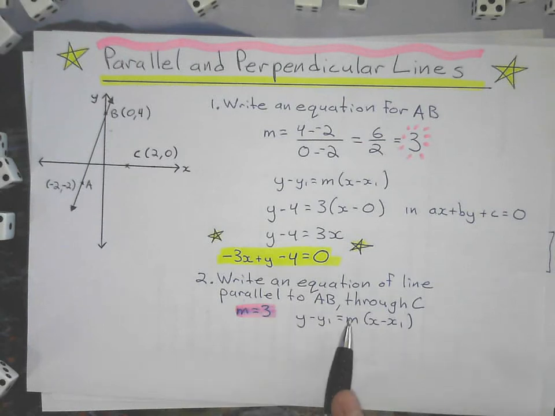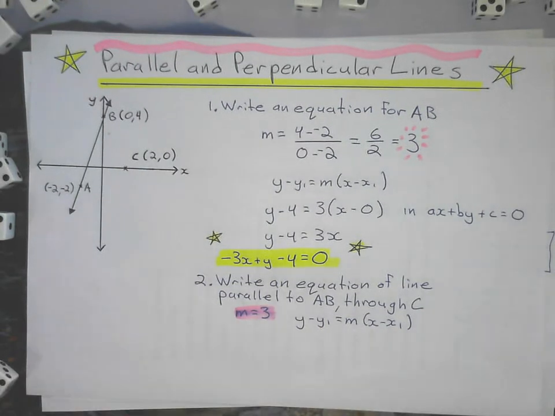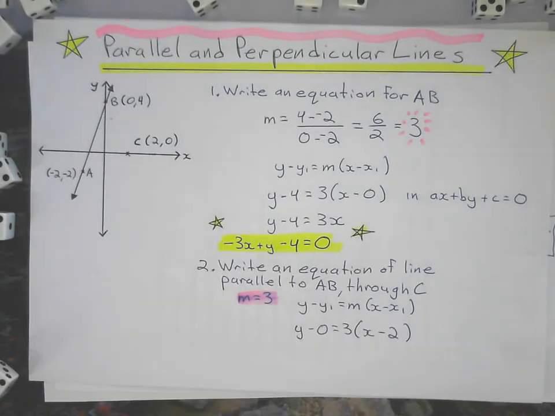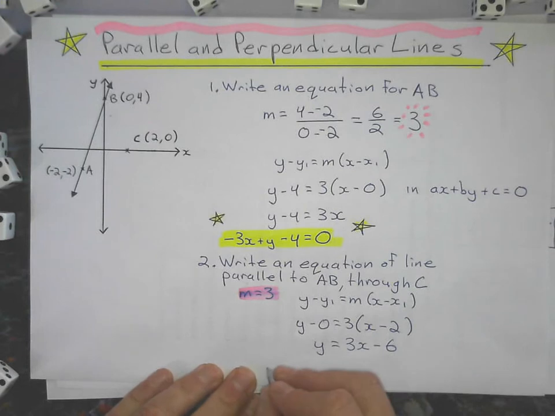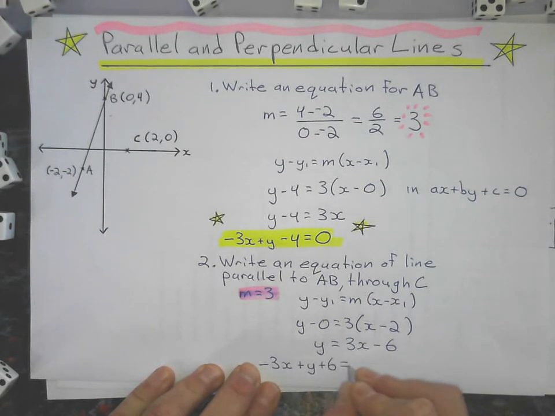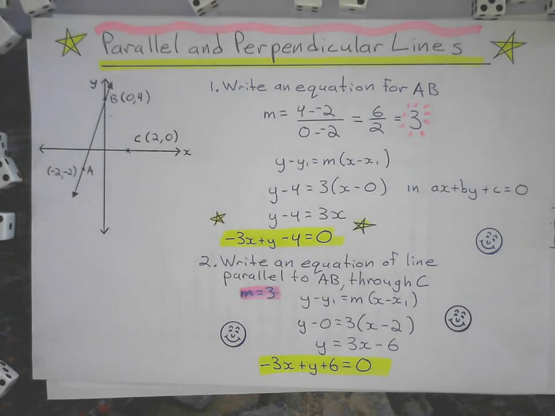There's the general formula. Plug in 3 for m, and for these coordinates right there, we're going to use that one. So go ahead and do that if you want to. That's the expression I get when I expand that 3 through. Now I rearrange and get everything over to the left side of the equation. Negative 3x plus y plus 6 equals 0. Stamp of approval. And that's it.